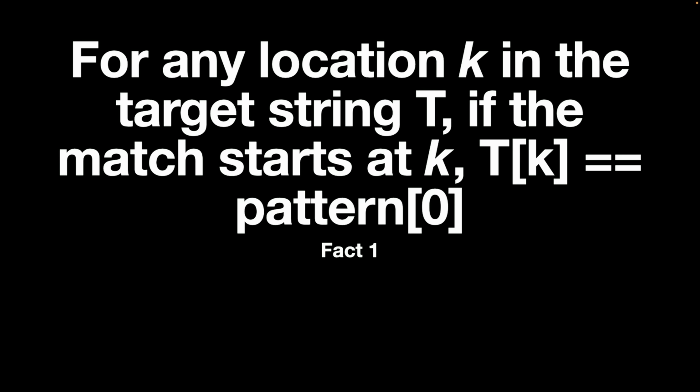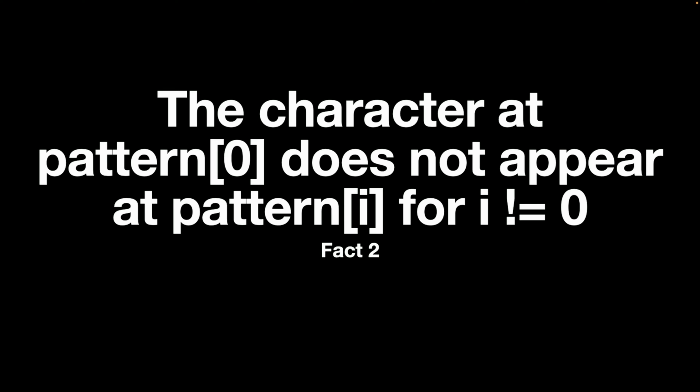We can combine this with a few facts about our overall process in order to build intuitions that allow us to do this skipping. So let's say that we are looking at a location K in the target string. If the match starts at K, then T of K has to equal pattern 0, because that's how we know we're at the start of a match. That's our first fact here.